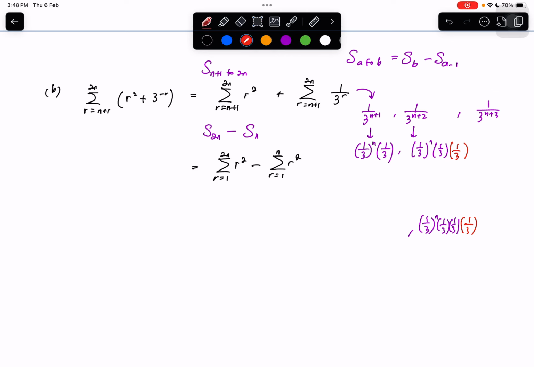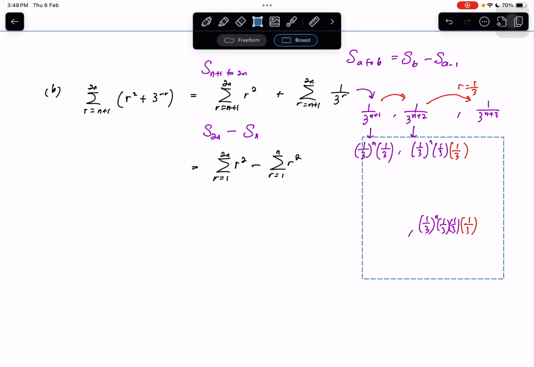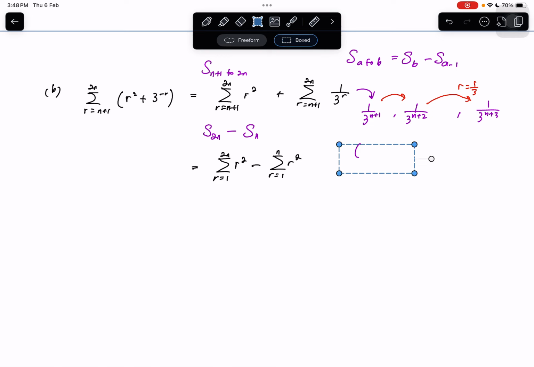what are all these terms? This is actually a geometric progression. The common ratio over here, r equals 1/3. Okay, I remove these two for space. So actually this is 1/3.